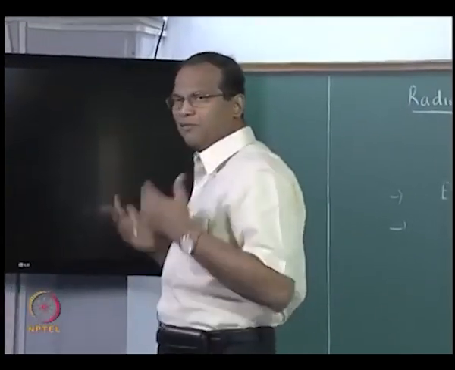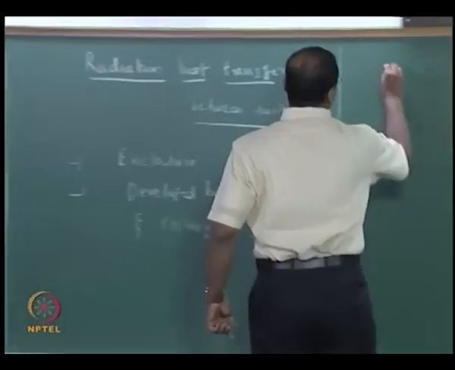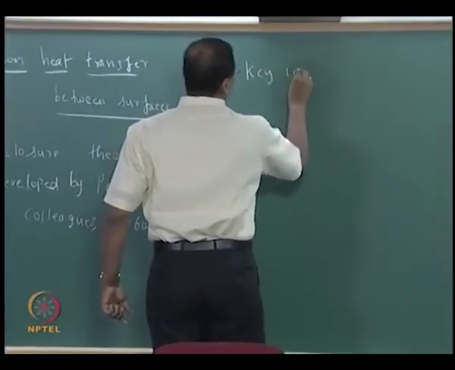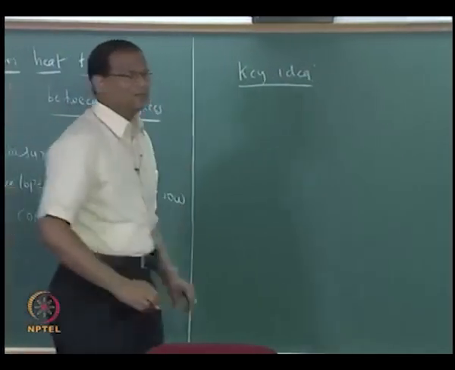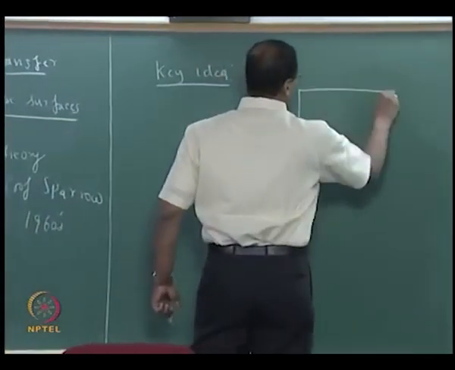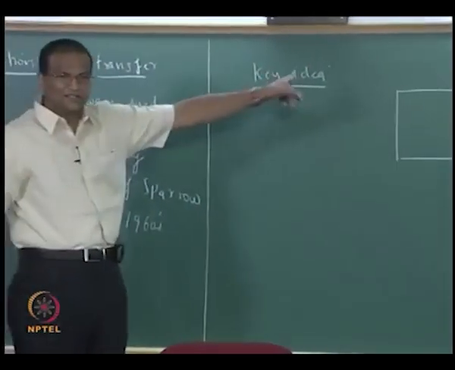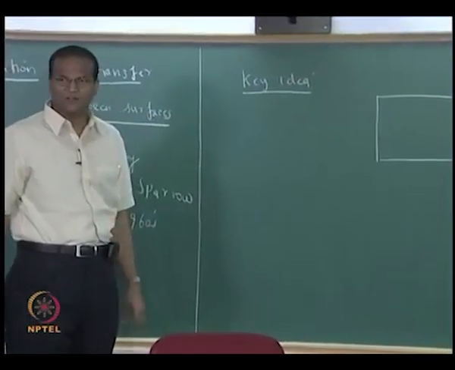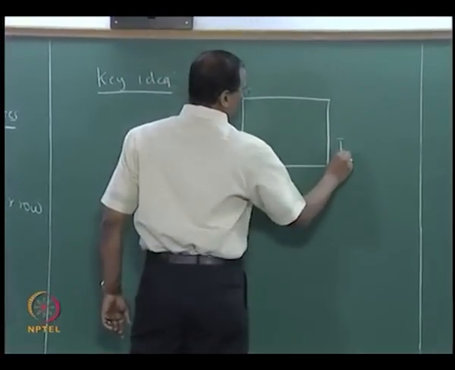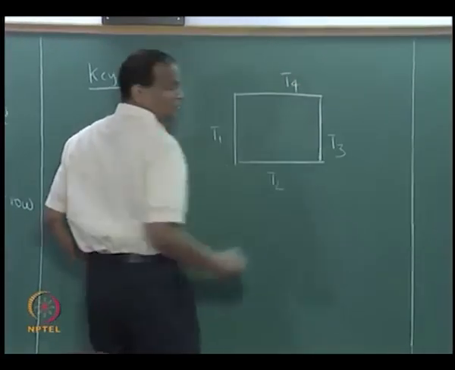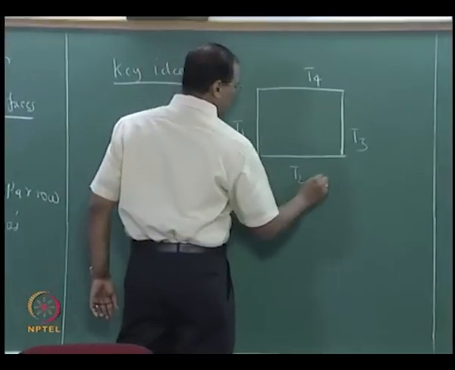What is so great? What did Sparrow figure out? The key idea is like this. Suppose there is a furnace. I am looking only at the sectional view. There is a dimension in the direction perpendicular to the plane of the board. Let us consider only 4 surfaces, T1, T2, T3, T4, the temperatures of the 4 surfaces, each with its own emissivity.